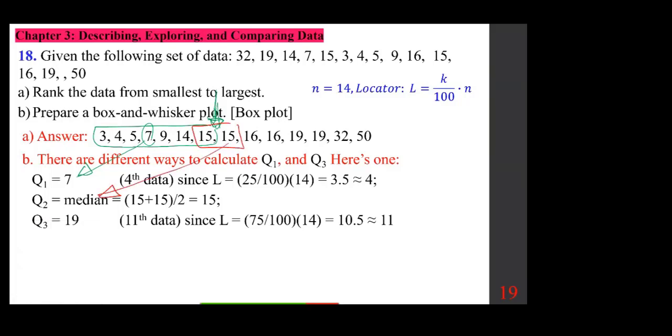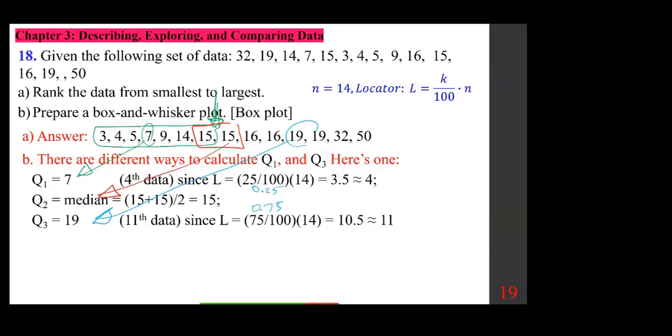As far as Q sub 3, when we look at this one, Q sub 3 separates the bottom 75% from the top 25%. That's why we have 75 here. Let me actually change the numbers to decimal form. This is really the same as 0.75, and this is actually the same as 0.25. That's what we mean. So if we multiply that by n, which happens to be 14, it gives us 10.5. And then it's rounded up to the 11th number. So 9, 10, 11, and it becomes 19.